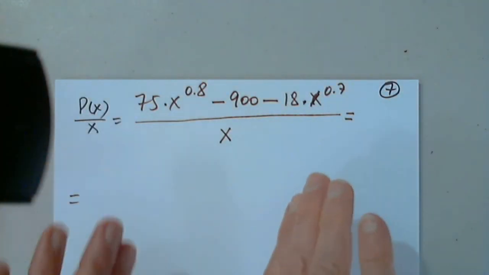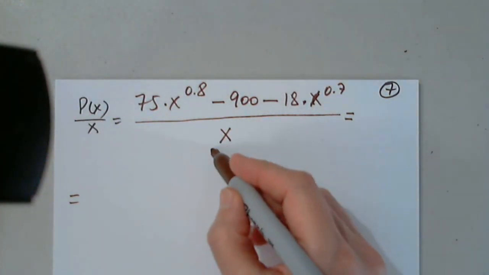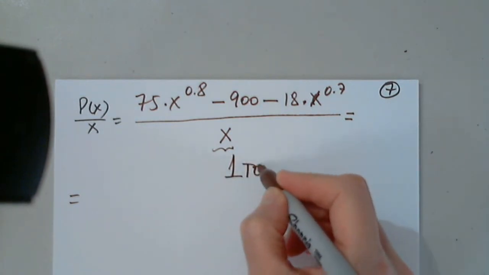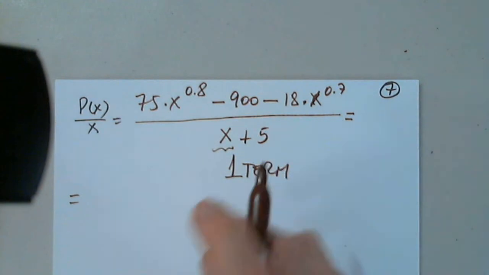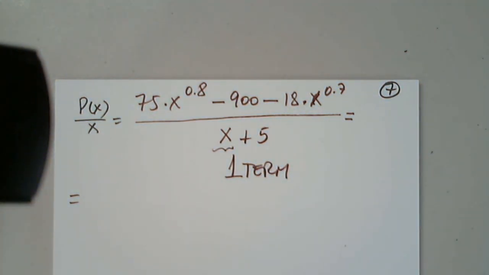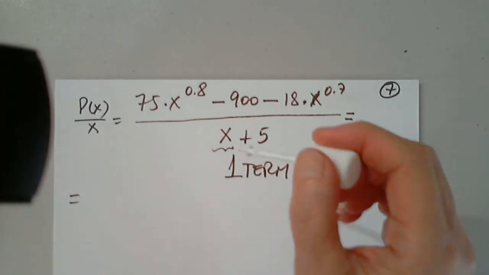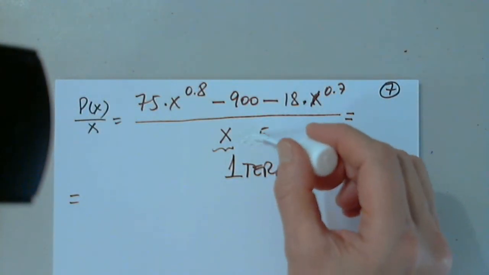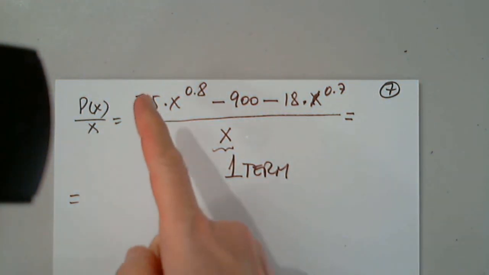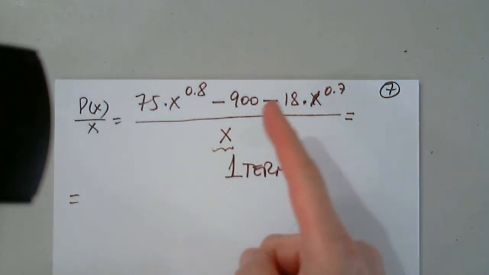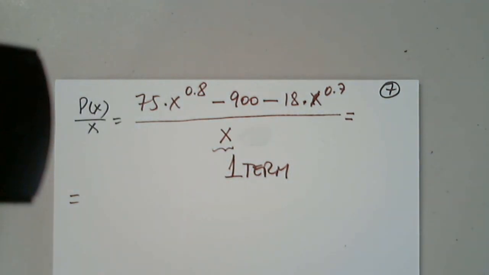I will separate into 3 fractions. Why? Because this is one term. Don't change anything. But if I have here plus 5, I cannot do what I'm going to do. But because it's one term, I can. I'm going to separate the fraction into 1st fraction, 2nd fraction, 3rd fraction. Why? Because I make my life easier.